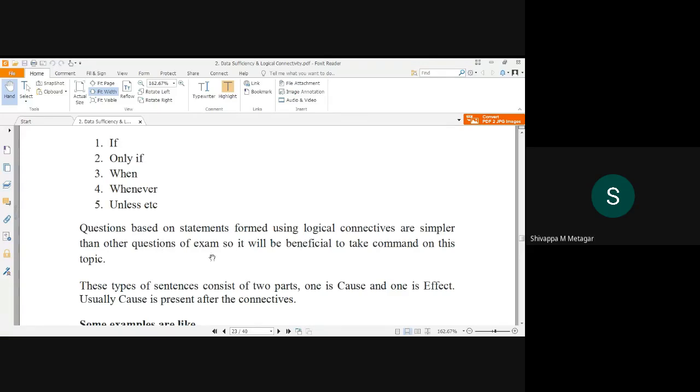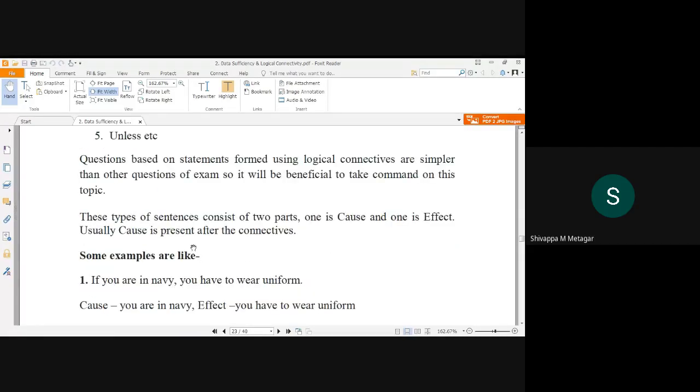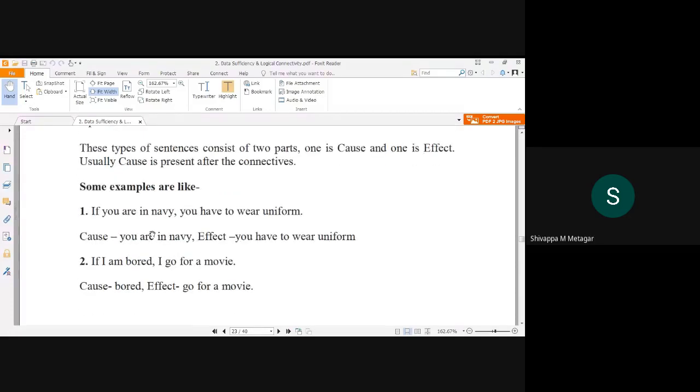Questions based on statements formed using logical connectives are simpler than other questions of the exam, so it will be beneficial to take marks on this topic. These types of sentences consist of two parts: one is a cause and one is an effect. Usually the cause is present after the connective. Let us see some examples.